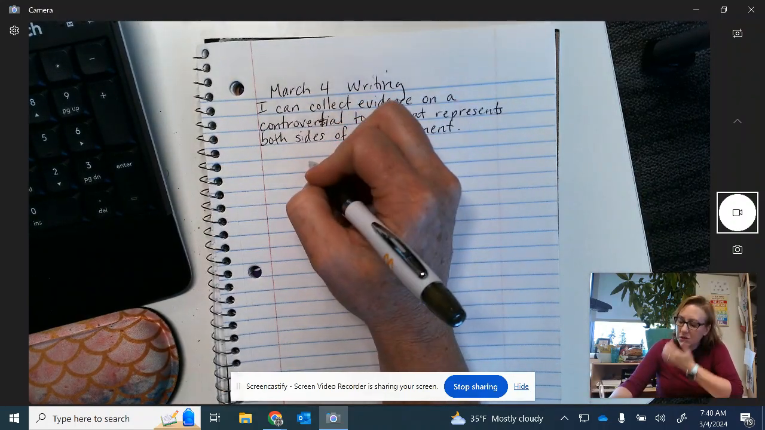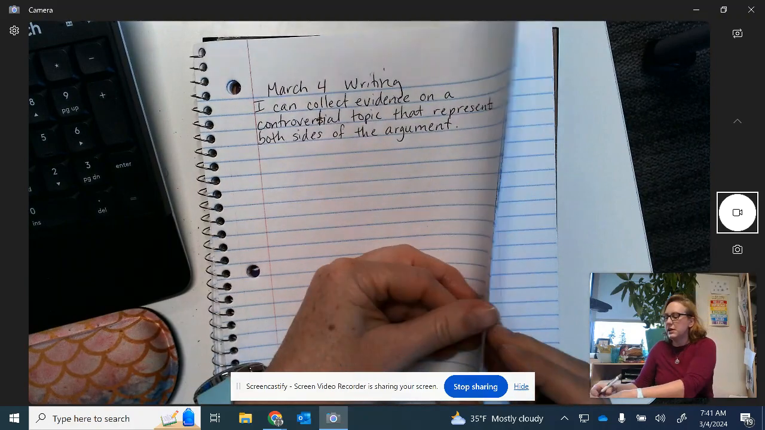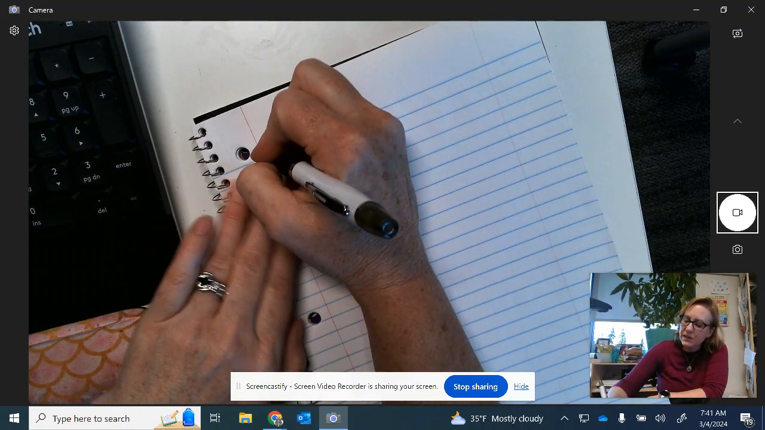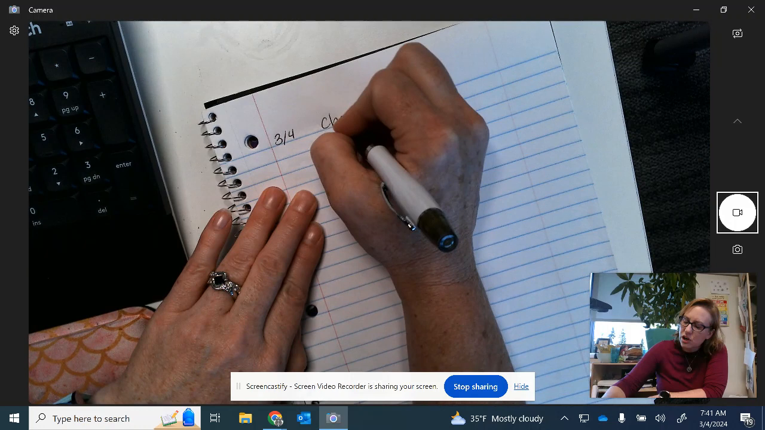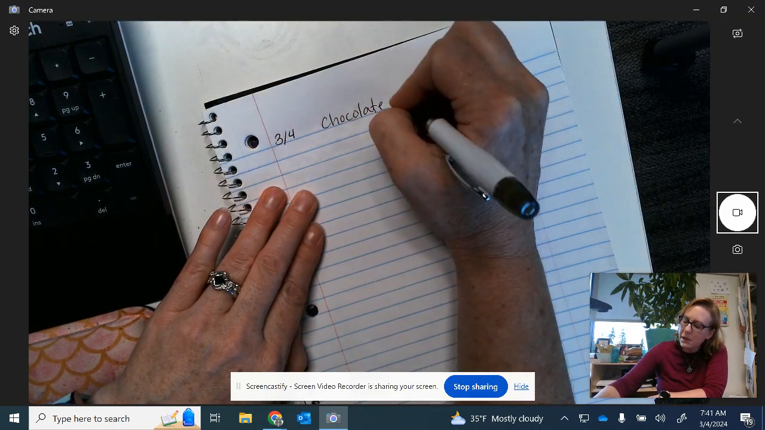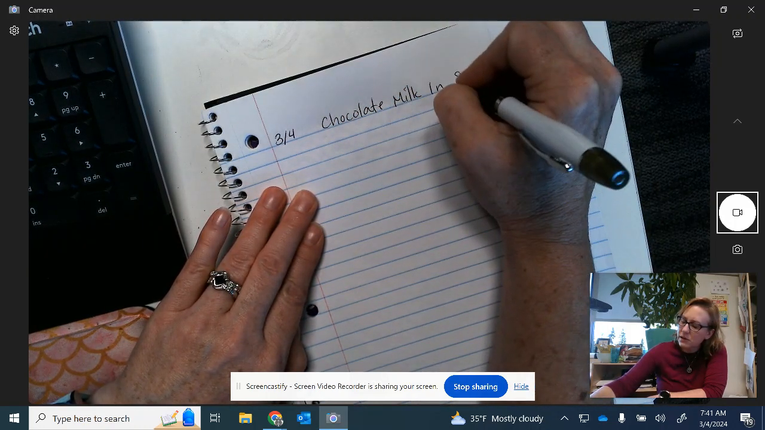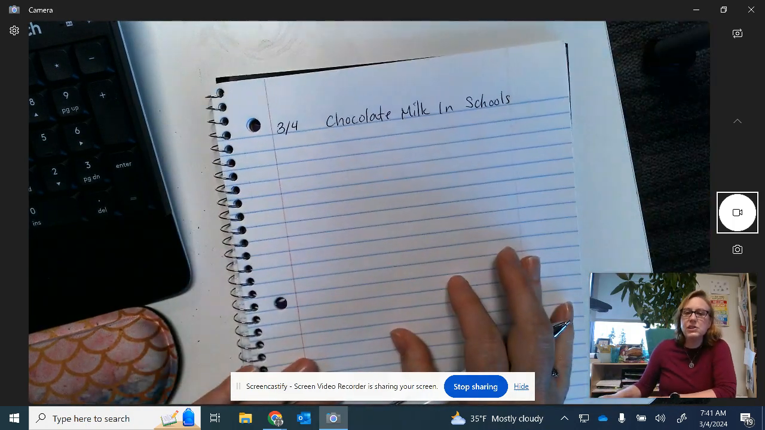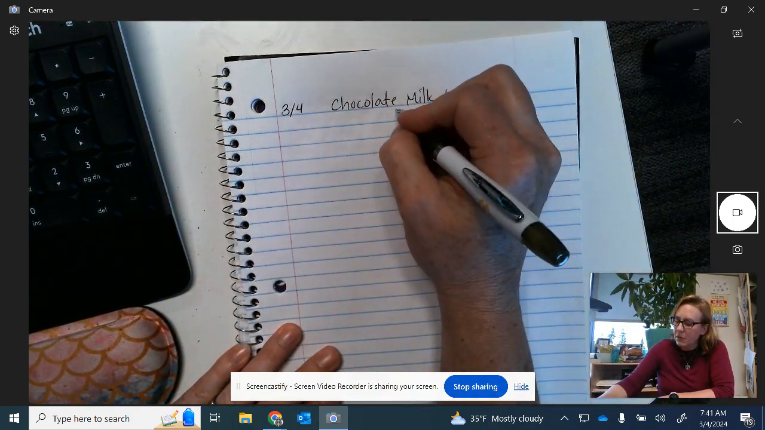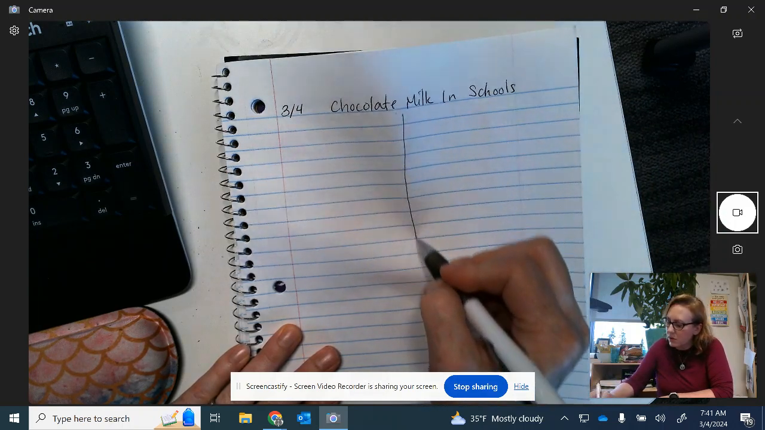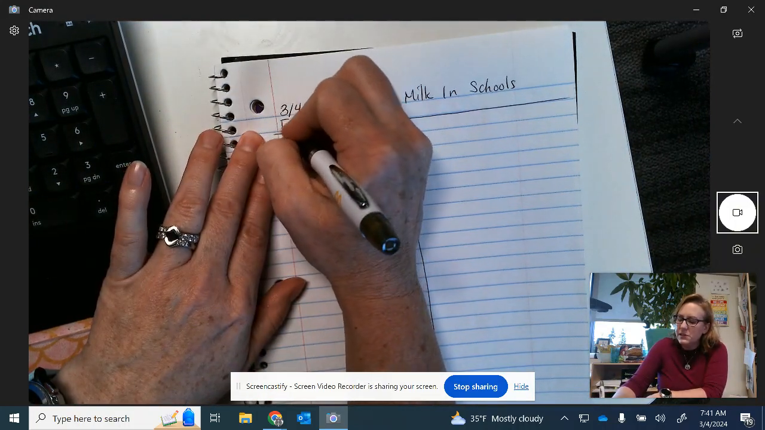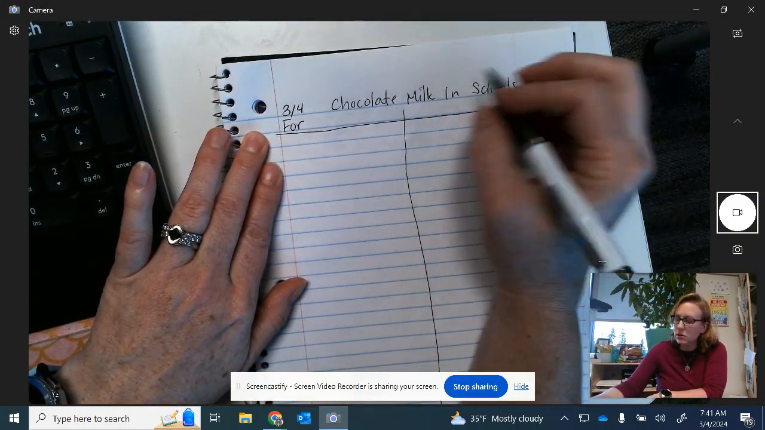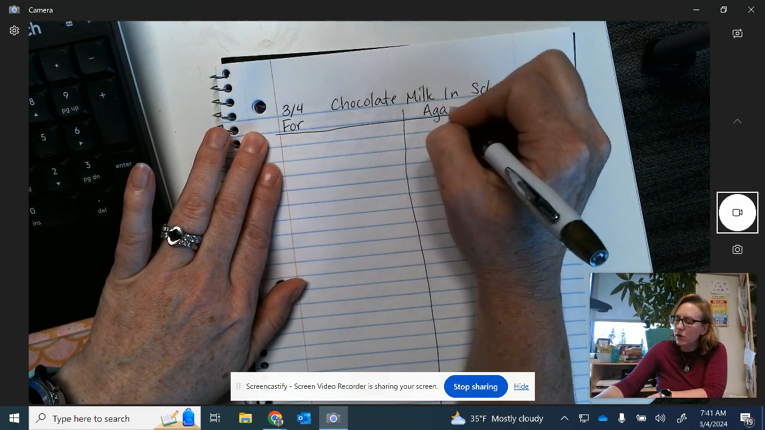So we're going to title this. I might need the full page, so I'm going to go ahead and start it over here. Put the date. Today is 3/4, and chocolate milk in schools. That's what my T chart is going to be titled. And then I'm going to kind of eyeball the middle, and I'm going to put evidence for having chocolate milk in school and evidence against.